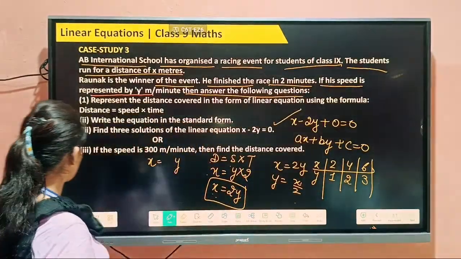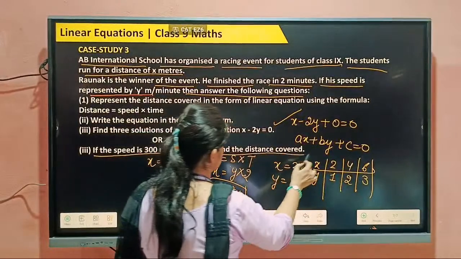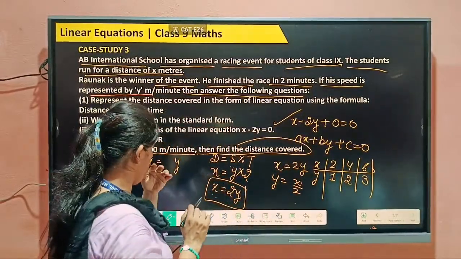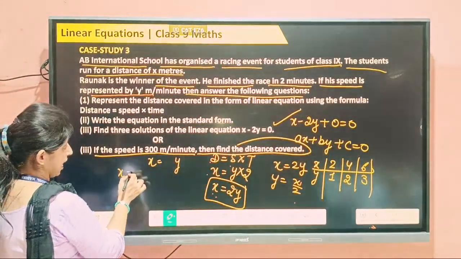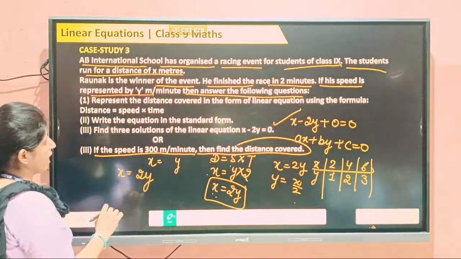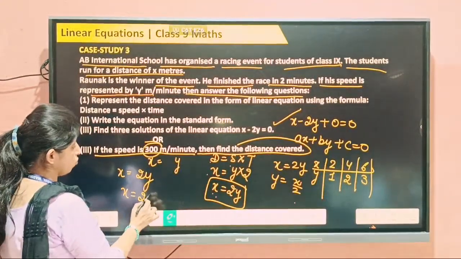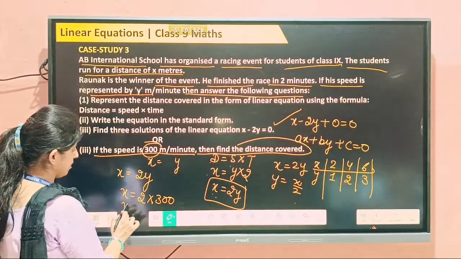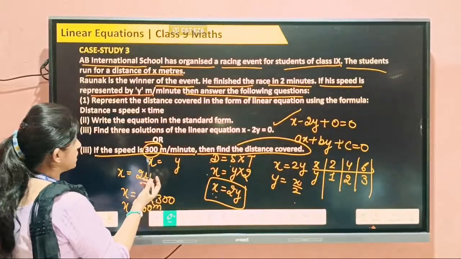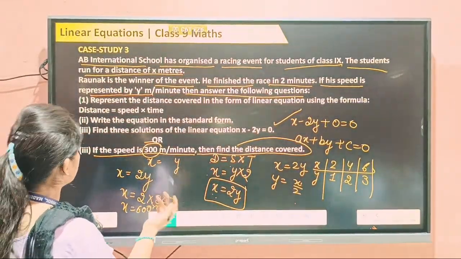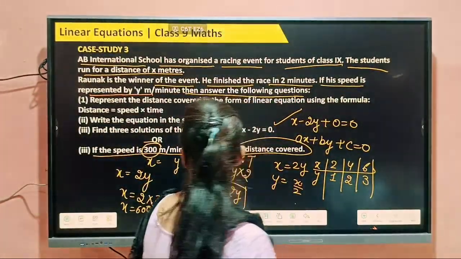Understand? Next, if the speed is 300 meter per minute, then find the distance covered. So what we will do, in the place of y, we will put 300, then our equation is x is equal to 2y and y is the speed. So x is equal to 2 into 300. What will we get? 600 meters. What we have to find is the distance covered in meters. So 600 meters will be the distance covered by Ronak.